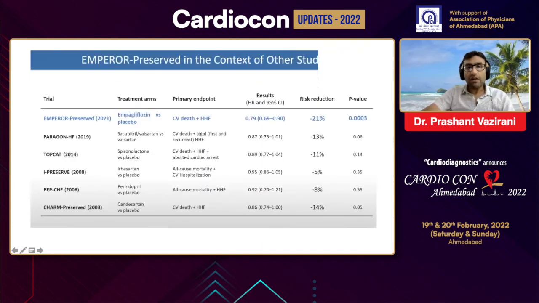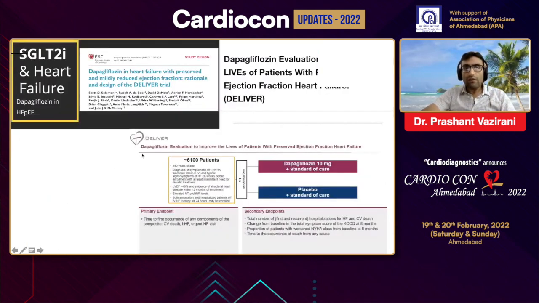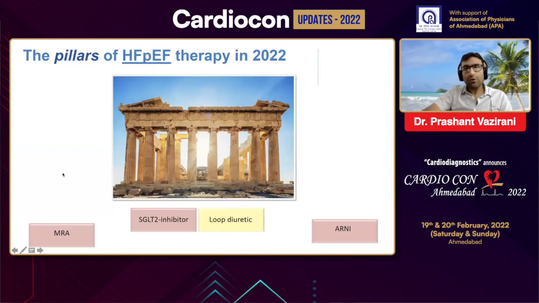So this is where we stand right now, the only trial with positive effects in the background of all these other negative trials. So the one drug, 2 trials, for EF less than 40% and more than 40%, both of them positive. And this is the DELIVER trial, which is ongoing, which has just been completed, but the results are going to come next month. So 6,000 patients of HFpEF were given dapagliflozin, and we'll see what the result is next month. One more trial was the PRESERVED-HF trial done in HFpEF patients, where dapagliflozin improved the 6-minute walk test. And these are the pillars of HFpEF in 2022.